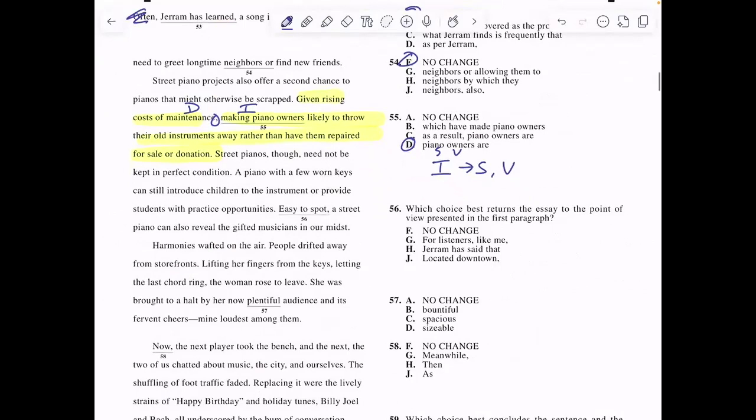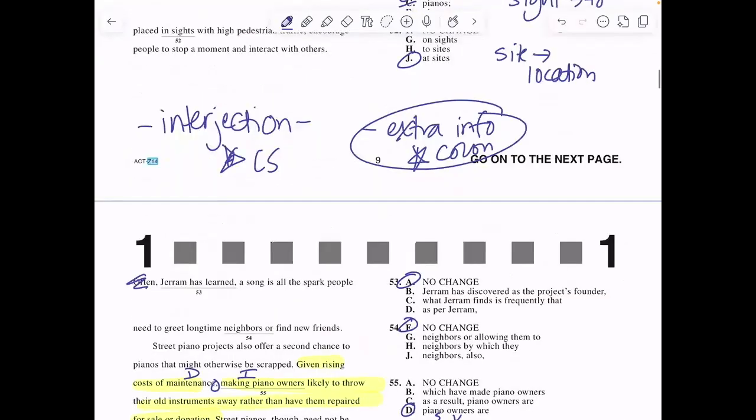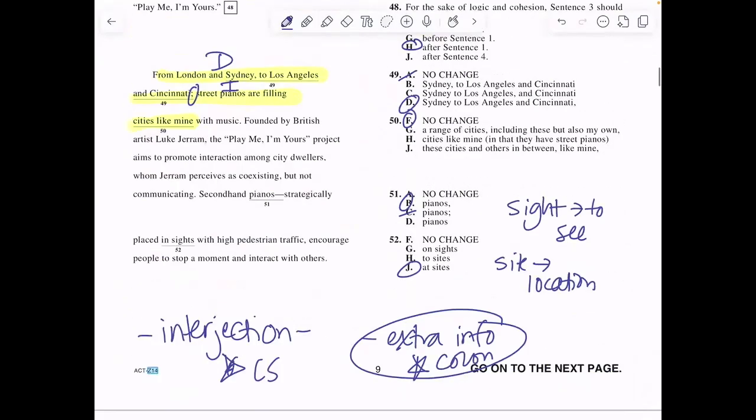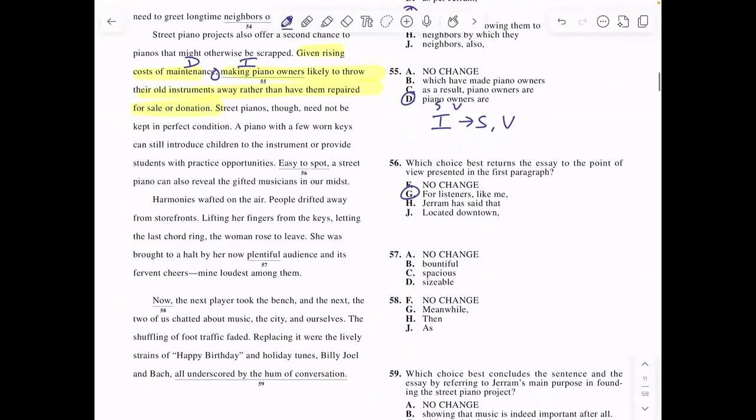Okay, 46. Which choice best returns the essay to the point of view presented in the first paragraph? Easy to spot, a street piano can also reveal the gifted musicians in our midst. Probably G. I would want you guys to go back, but remember it's talking first person, like she stumbles onto the city square, she hears music, she's surprised by what's going on. So yeah, for listeners like me, a street, you're just reverting back to that first paragraph.